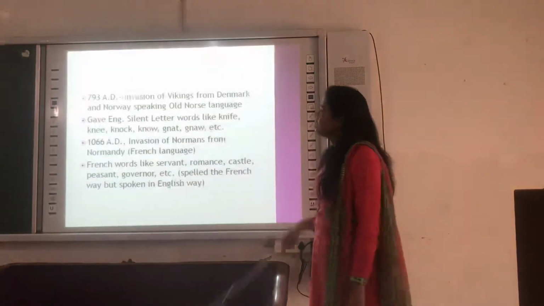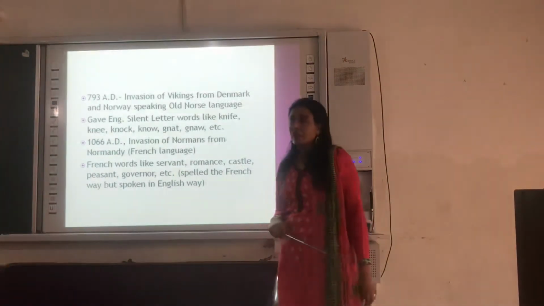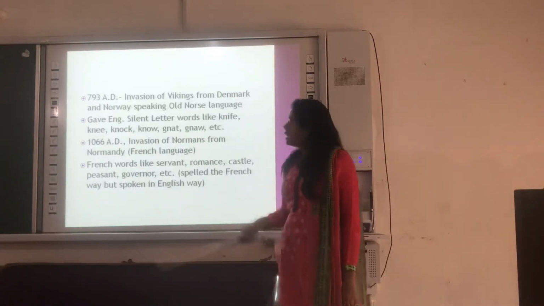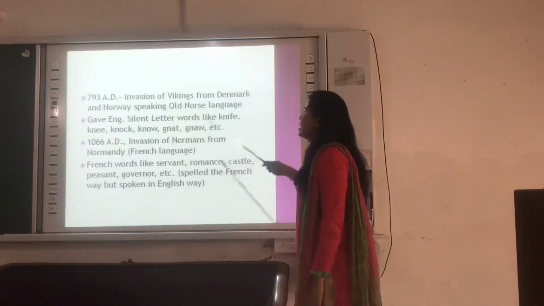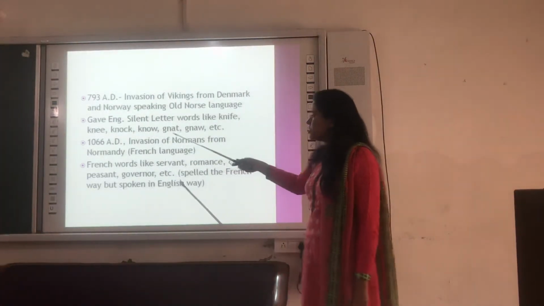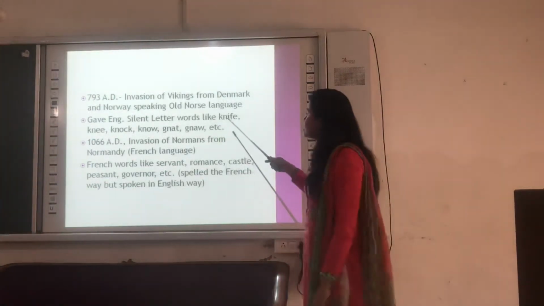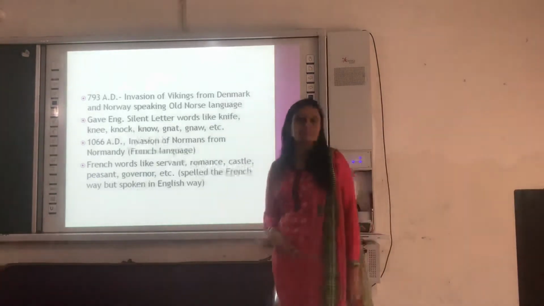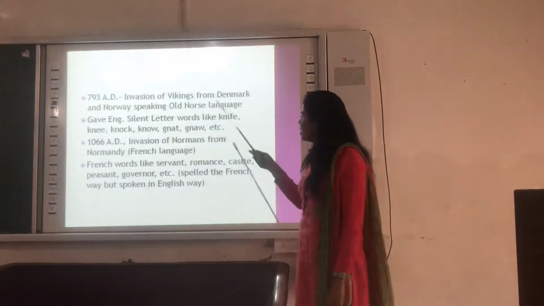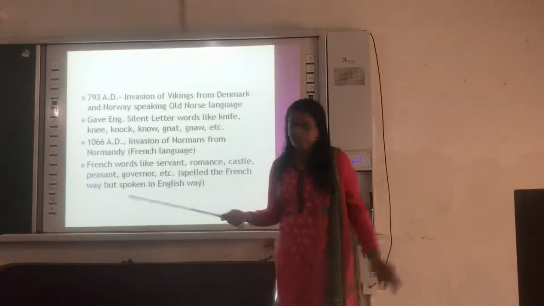Then in 793 AD, Vikings from Denmark and Norway invaded Britain. And these Vikings used to speak Old Norse language. They gave English silent letter words like knife, knee, knock, know, knowledge, gnat, gnaw, etc. Now, as you can see, the KN combination words were given to us as a gift by Vikings. And K became silent later on.